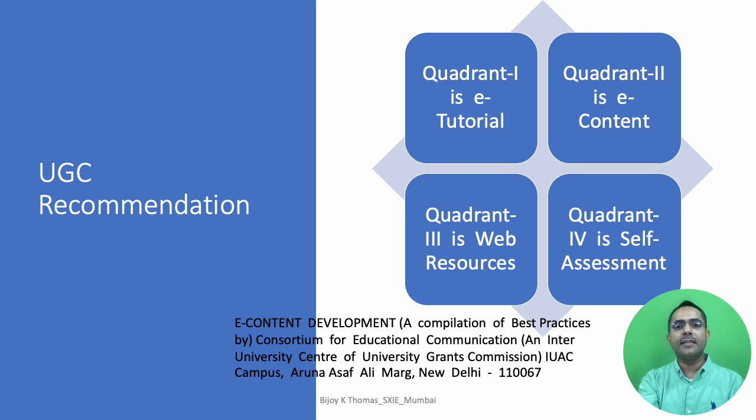The University Grants Commission of India (UGC) recommends 4 quadrant stages for the development of e-content. Quadrant 1 includes e-text. Quadrant 2 includes self-learning materials in the form of audio and video. Quadrant 3 includes web resources and other supplementary materials. And quadrant 4 includes self-assessment.